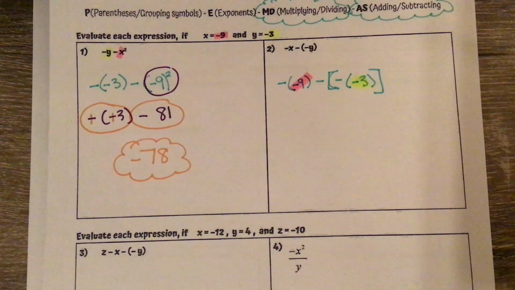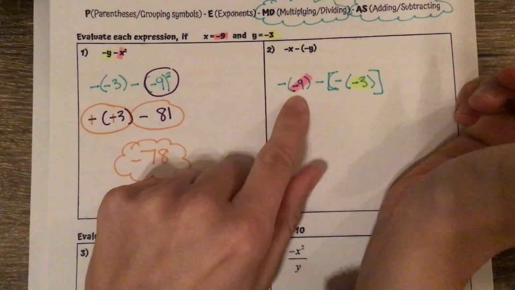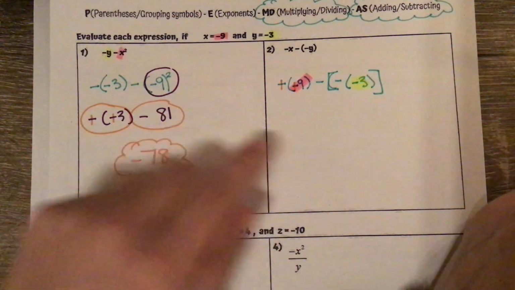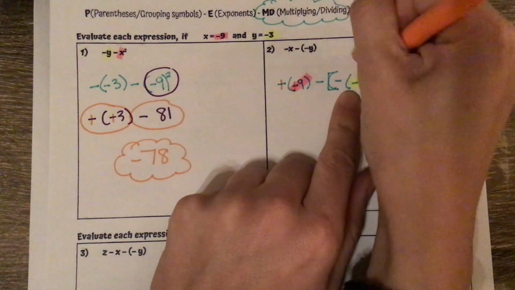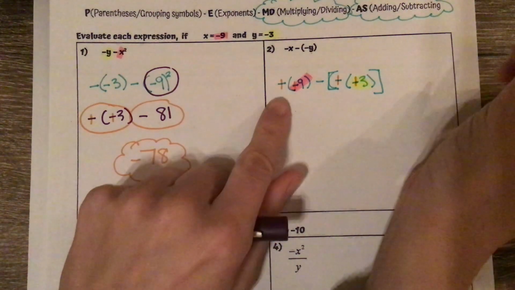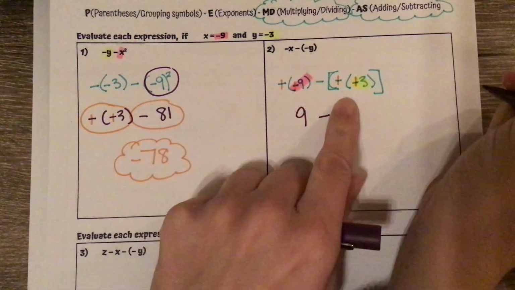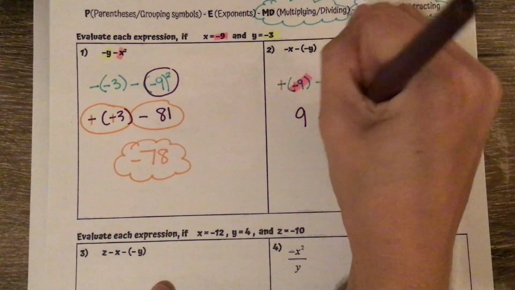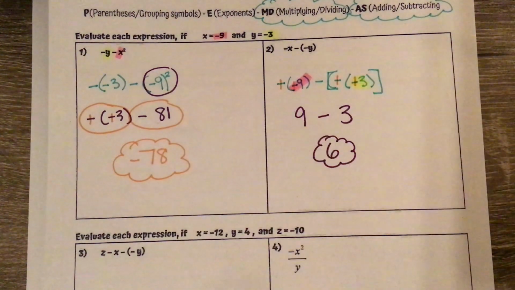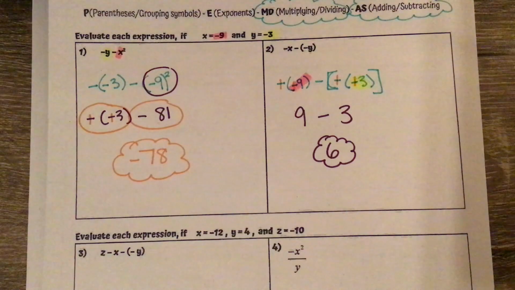Now order of operations: we've got a lot of negatives, we've got a lot of subtraction. First thing I'm doing is changing when I see minus a negative. Minus a negative means plus a positive, and inside the parentheses here, minus a negative means plus a positive. If I rewrite that, I have plus +9, which is just 9, minus, right here, plus +3. So we have 9 minus 3, which is 6. Got to be really careful. These negatives can really get you.